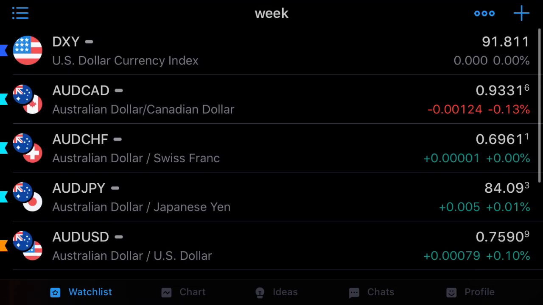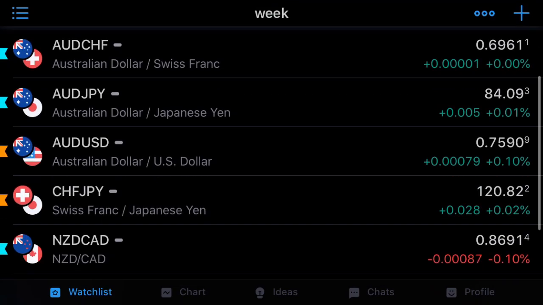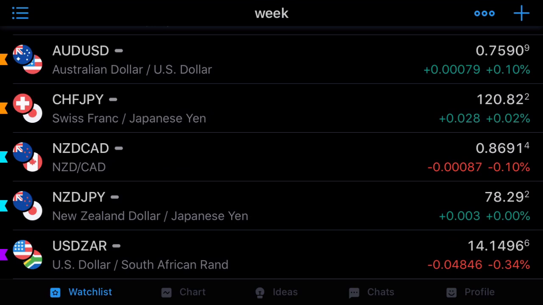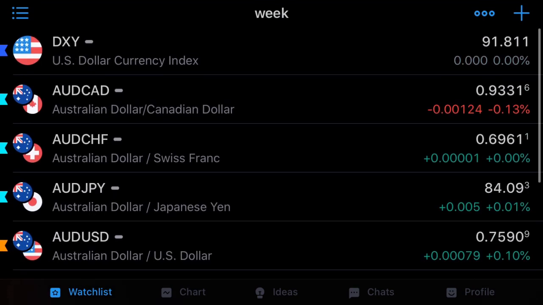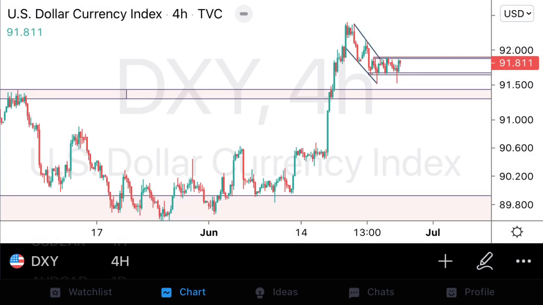So we're going to go through the DXY, Aussie CAD, Aussie Swiss franc, Aussie yen, New Zealand dollar CAD, and New Zealand dollar JPY. Now to start things off, guys, we're going to get into some DXY.